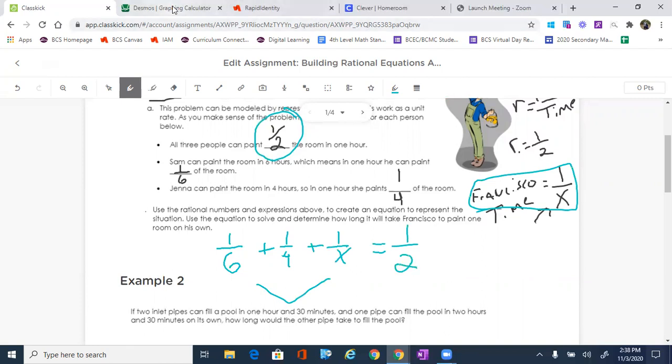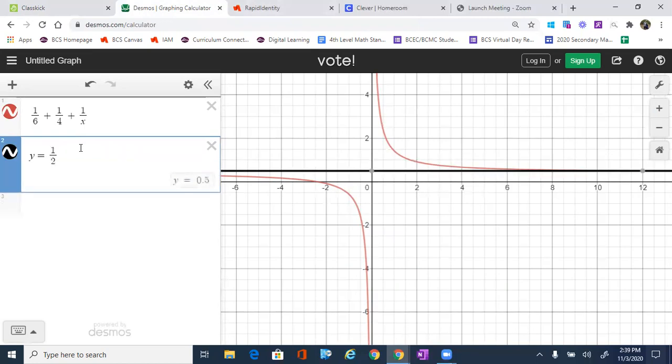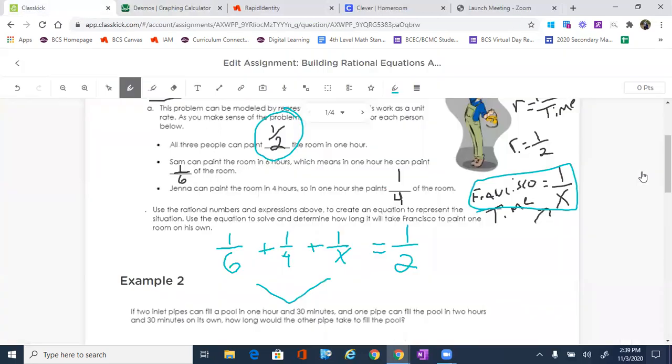So let's go over to Desmos. We just plug that in, 1/6 plus 1/4 plus 1/x. And what we want to do is find where it is equal to 1 over 2. Well, if we follow that line out and look for where they intersect, we can find that Francisco takes approximately 12 hours to paint that room. So Francisco takes 12 hours to do it on his own.